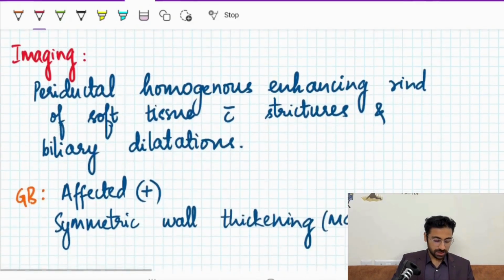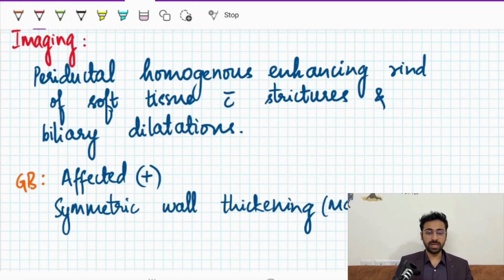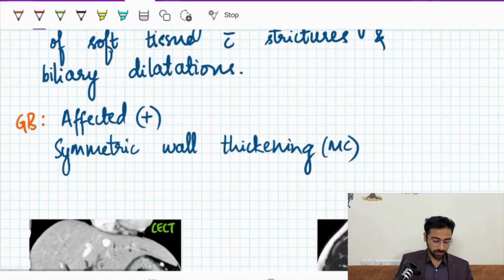Coming to the imaging appearance. In imaging, there is periductal homogeneous enhancement of a rind of soft tissue present around the bile ducts, especially the CBD. And in the end stage, it presents with strictures and proximal dilatation. The gallbladder can also be affected. Most commonly, it presents with symmetric wall thickening. However, asymmetric wall thickening that masquerades as carcinoma gallbladder is also documented.